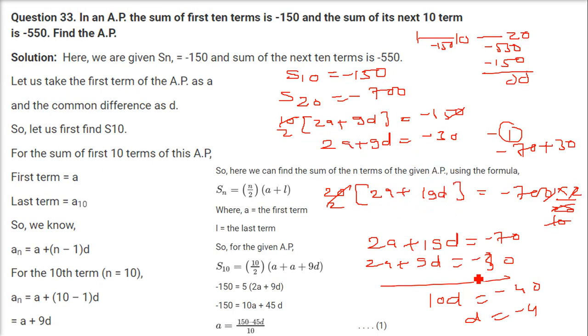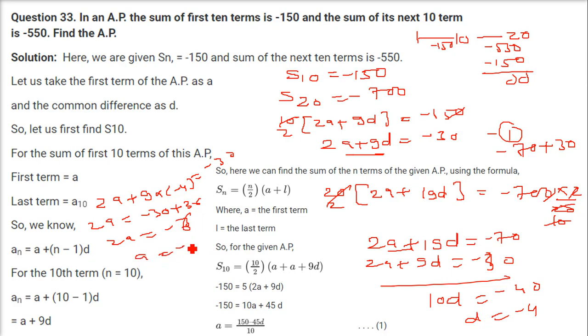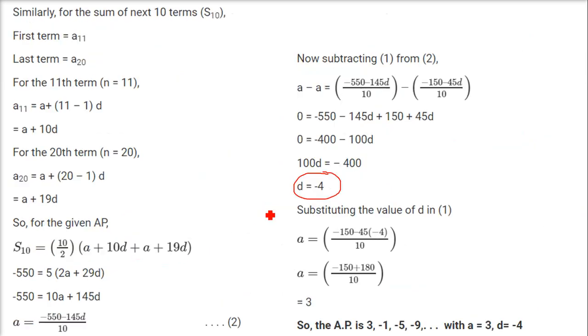And put it in any of the equations, this one or this one. So 2a plus 9 into minus 4 is minus 30. 2a plus minus 36 equals minus 30. So minus 30 plus 36 goes here. So 2a is 6. A will be, 2 threes are 6, A is 3.